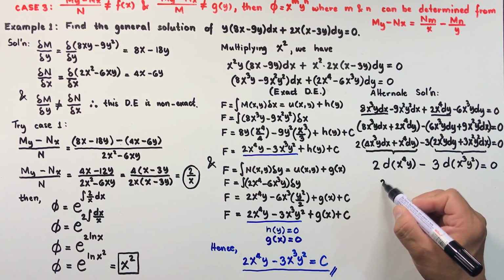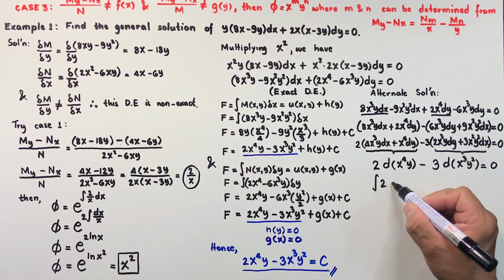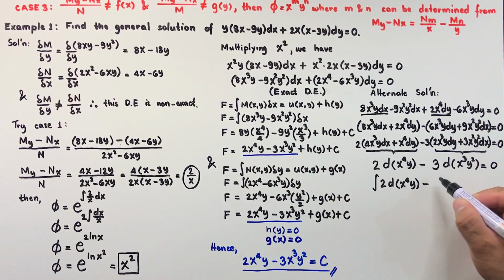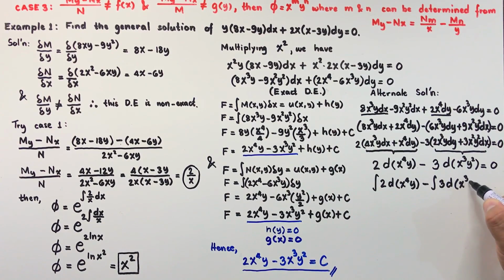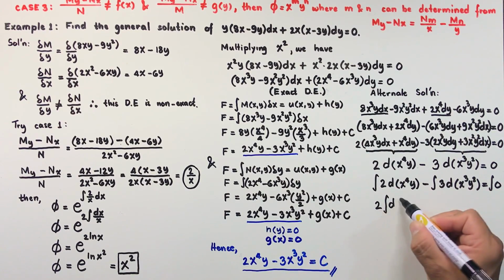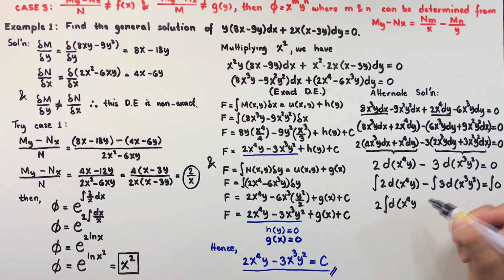And taking the integral of each term of this equation, we have this one minus the integral of 3 times the differential of x cubed y squared, which is equal to the integral of 0. So factoring out the constant here, we have 2 times the integral of the differential of x to the power 4 times y minus 3 times the integral of the differential of x cubed times y squared, which is equal to the integral of 0.